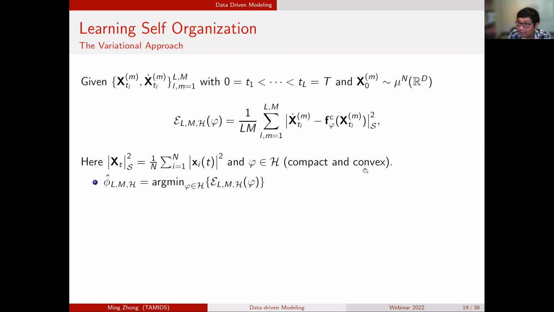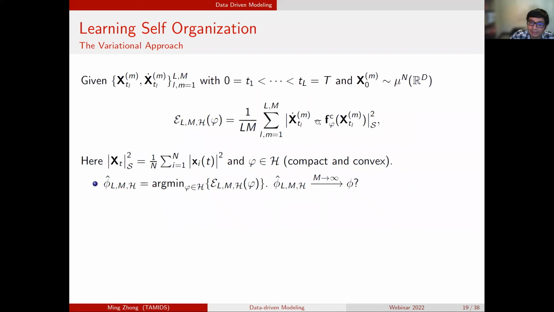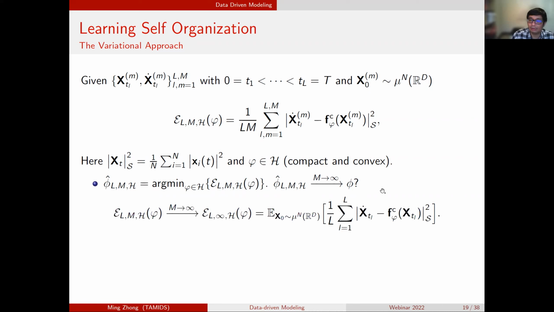Okay. And then I can obtain a unique minimizer because this objective function is convex and the search space is also convex. Everything is nice. I will have a minimizer, but will this phi hat LM, which is the minimizer based on this form, converge to the unknown interaction kernel? That's my question. Okay, so we need to understand that. Well, to prove it directly is basically impossible. So we need to take a detour.